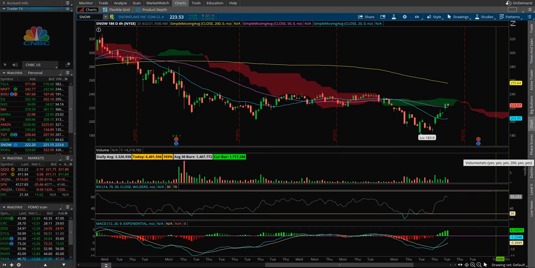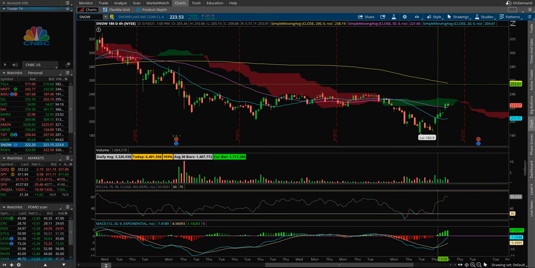Now I'll be using Snow on the 4-hour chart as a different example to show you guys another crossover strategy using the 50-day simple moving average and the 200-day simple moving average crossover. As you can see, in the previous example with the 20 and 50 crossover, we were on the 1-hour. Now we are on the 4-hour. I like to use bigger time frames while looking at bigger time periods, for example, the 50 and the 200.